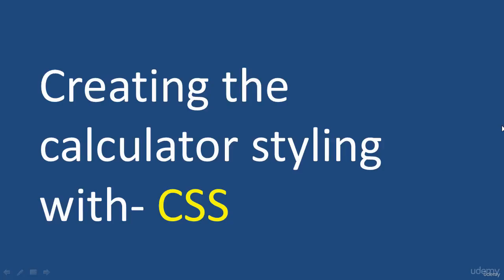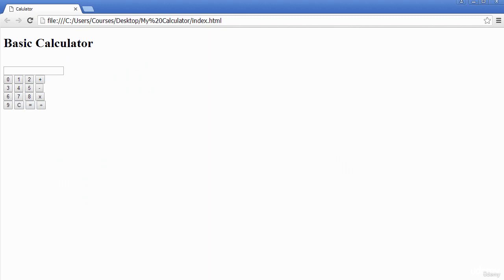In this lecture, we are going to be creating the styling for our calculator using CSS. So we'll be using a combination of external CSS and inline CSS. So this is what the calculator looks like at the moment. By the time we're done with this lecture, it should look a little bit prettier.